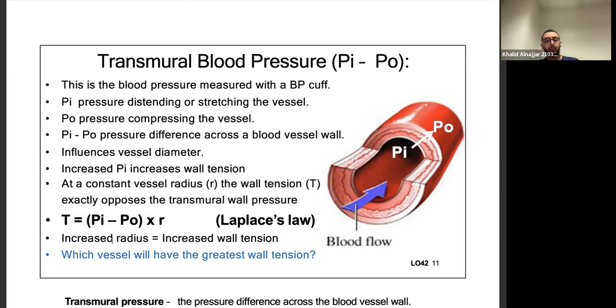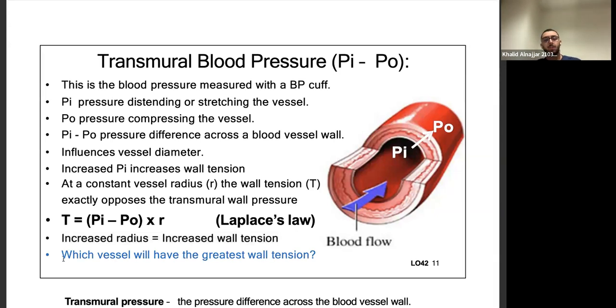And again, here he's saying increased radius means increased wall tension. Why? Because when you increase the radius, this means the pressure inside is higher, pushing the walls apart, dilating it, creating more tension on the wall. Do you get it, or is there a confusion here?